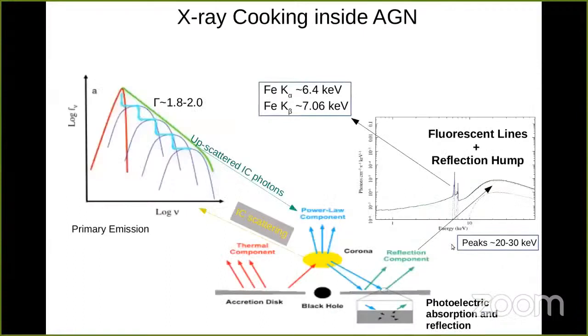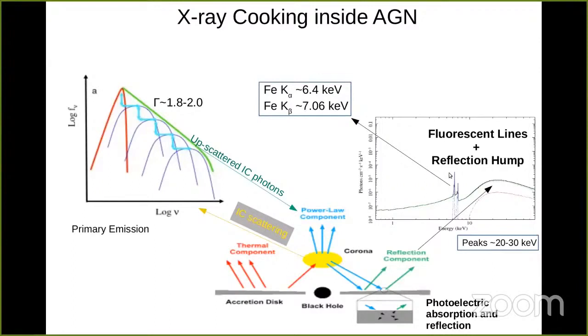In this context, let's see how X-rays are cooked inside an AGN. A part of the thermal radiation coming from the accretion disk strikes the ionized corona, and through a series of inverse Compton scattering, the photons are upscattered and come out isotropically as the power law component. Almost half of these photons return back to interact with the accretion disk and the obscuring material by photoelectric absorption and reflection, and eventually come out as a reflection component, making a hump around 20 to 30 keV. Keep in mind the similarity of this hump and the CXB peak around 20 to 30 keV.